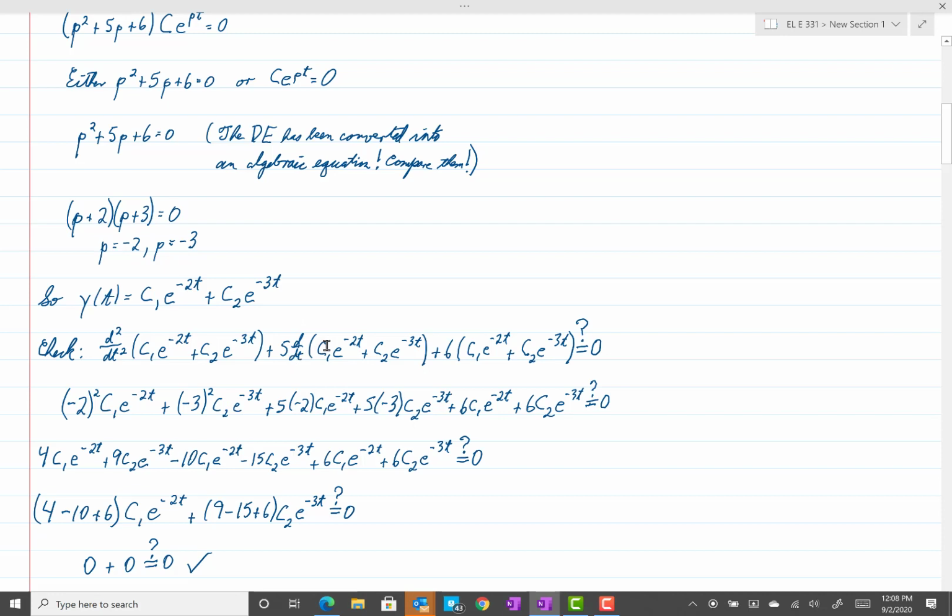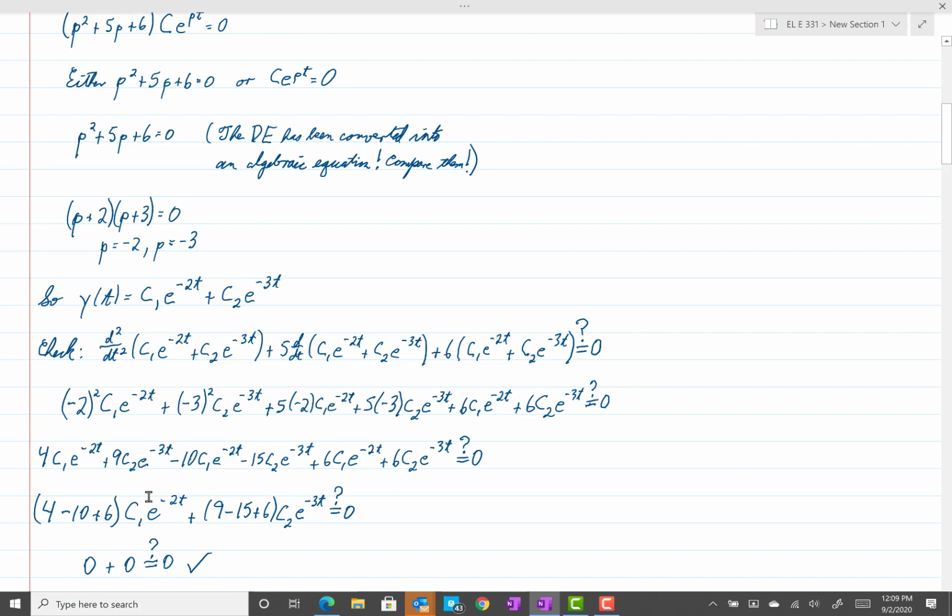Then we have 5 d/dt of this, and so when we take this derivative, a negative 2 will come out. So we have 5 times negative 2 c1 e to the negative 2t. And then when we differentiate this one, a negative 3 will come out front. So we have 5 times negative 3 c2 e to the minus 3t. And then finally, we just go ahead and multiply out the 6 for the last term. So we have 6 c1 e to the minus 2t plus 6 c2 e to the minus 3t.